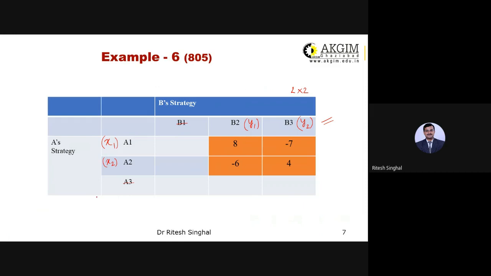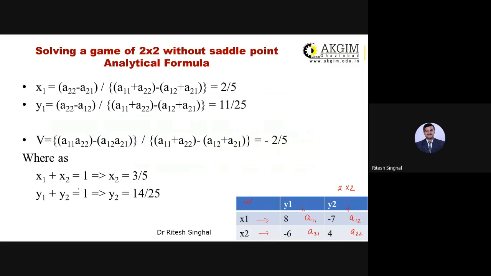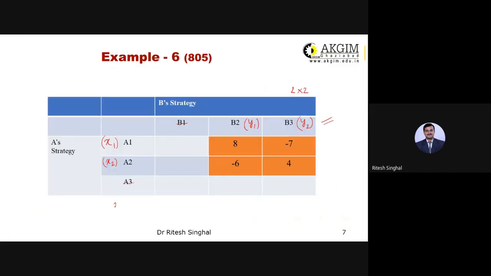So what is the thing here? We need to calculate, and one more thing we should keep in mind here, that x1 plus x2 must be 1 and y1 plus y2 must be 1, because the player has to select any strategy, either A1 or A2. Okay, so x1 plus x2 is 1 and y1 plus y2 is 1.